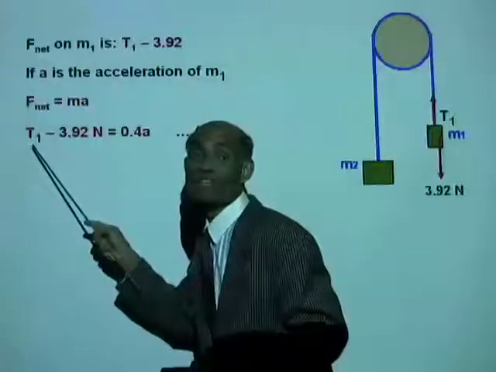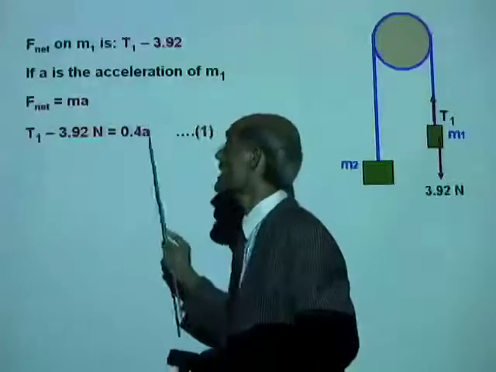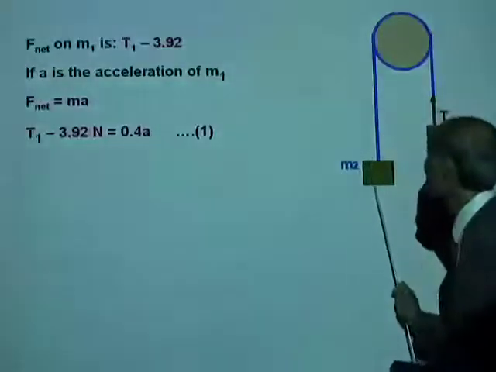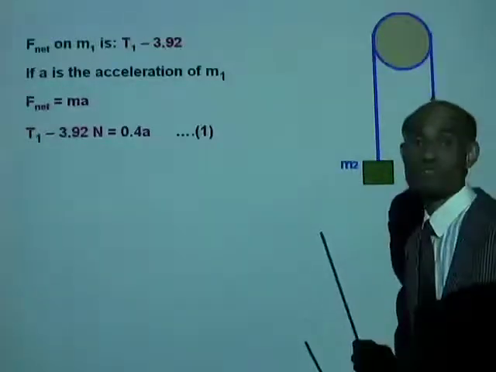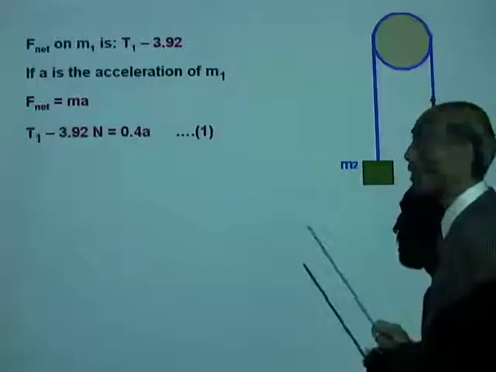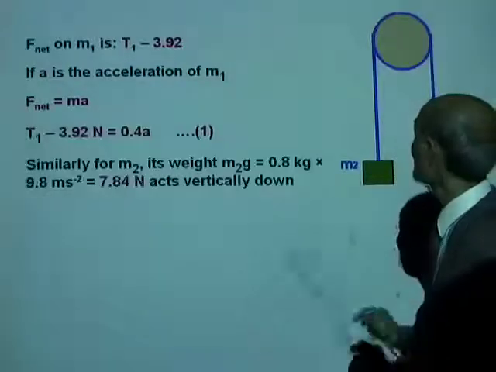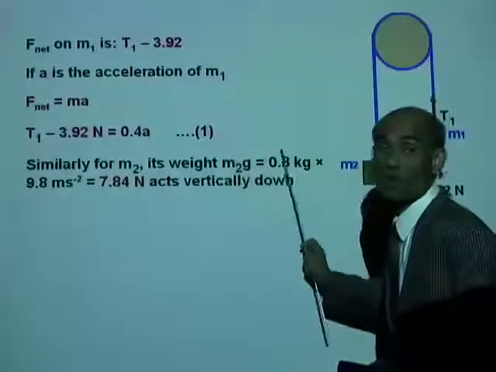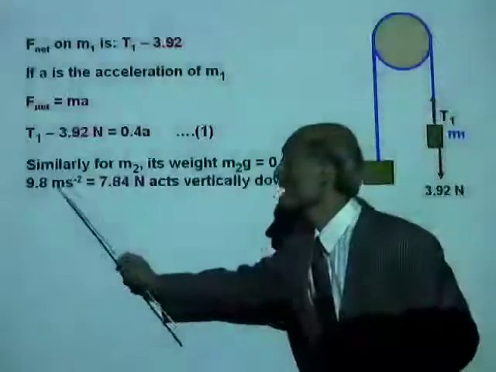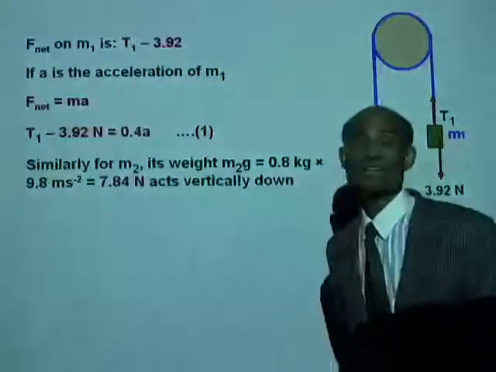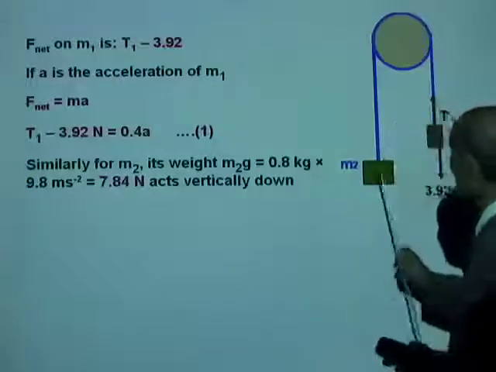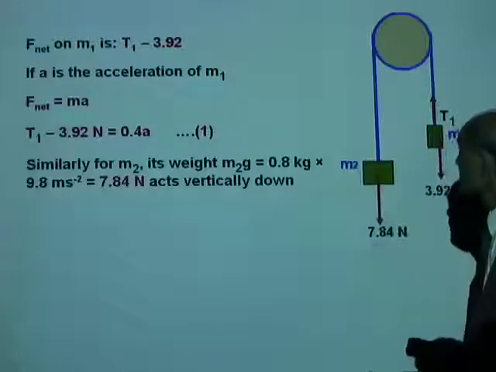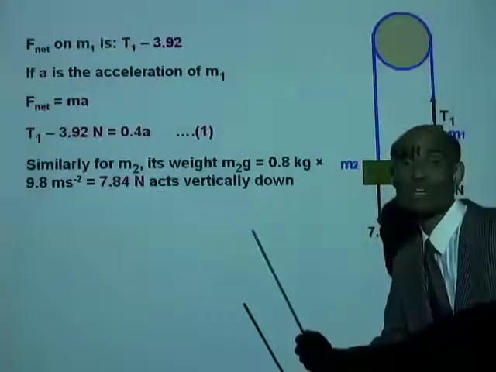Now we have an equation that contains two unknowns, T1 and A. We can obtain a similar equation by taking the motion of M2. Well, I'm sure you can do this now on your own. What are the forces acting on M2? Its weight will be M2G, 0.8 kilogram times 9.8 meters per second squared. That is 7.84 Newton acting vertically down. So the weight, mg, is 7.84 acting vertically down.